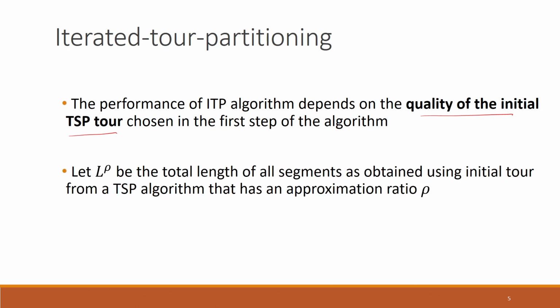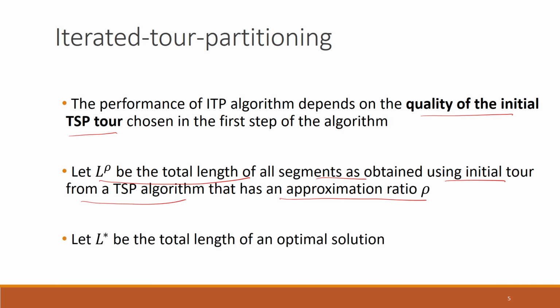So, let L rho be the total length of all the segments as obtained using the initial tour from a TSP algorithm that has an approximation ratio rho. And let L star be the total length of an optimal solution. Here, suppose L rho is the total length of the segments that you obtain if you start with a tour from a TSP algorithm that has an approximation ratio of rho.